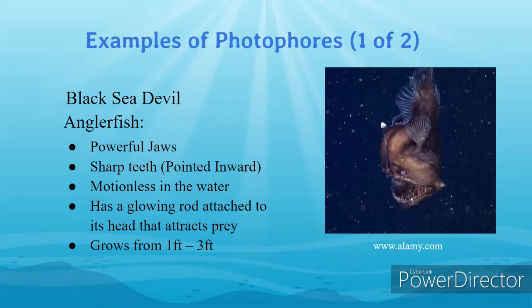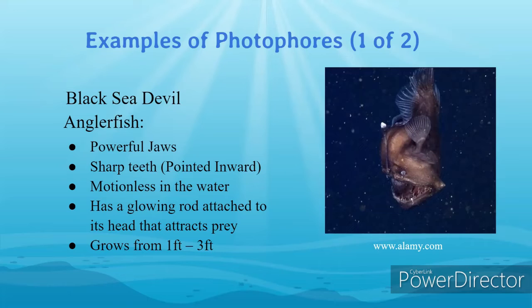Okay, so an example of a photophore is a black sea devil anglerfish. It can grow from 1 foot to 3 feet, and it has powerful jaws. It has sharp teeth that are pointed inward in its mouth, so it can prevent its prey from leaving.